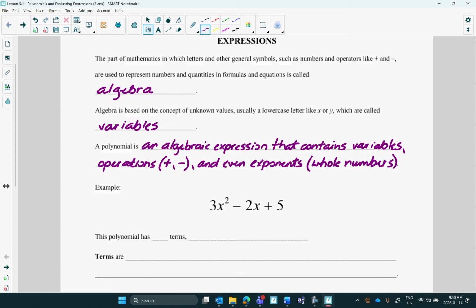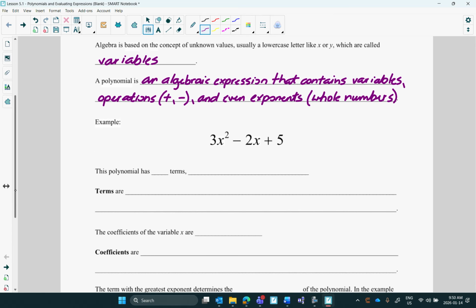So here's an example of a polynomial. It's an algebraic expression. This one happens to contain one variable, x. It's got some operations in here, minus and plus, and even multiplication in these 2, because remember 2x is the same as 2 times x. It also has an exponent in here. And actually, I should have added numbers. Forgot to add numbers.